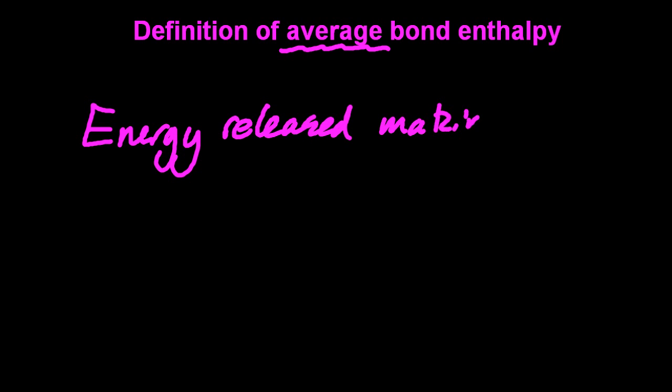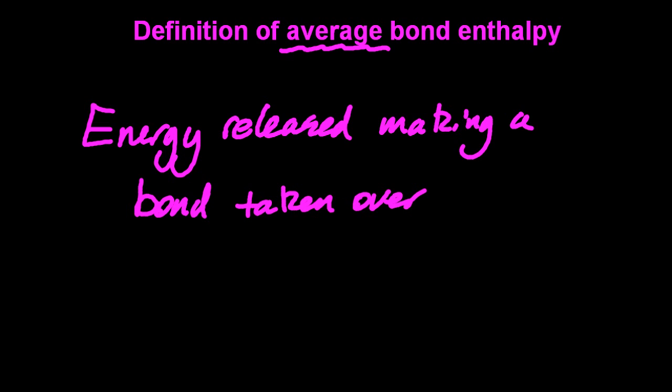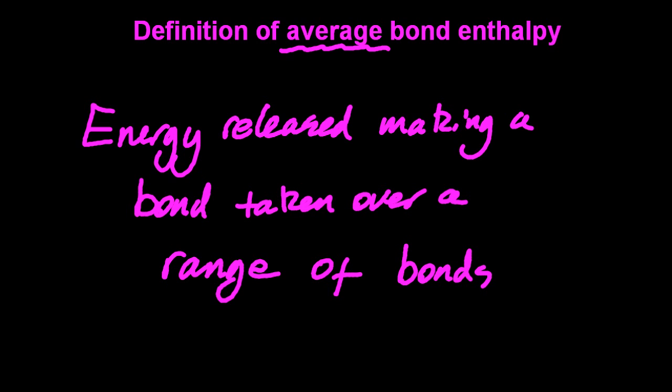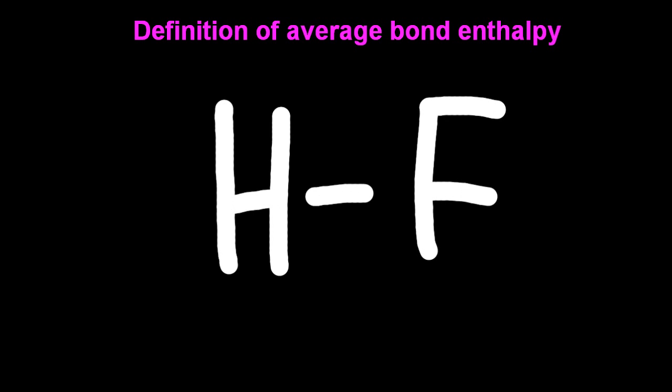Average bond enthalpy. How do you define it without using the word average? Mean? That's not what they want. It's the energy released by making a bond, taken over a range of values or a range of bonds. You have to say a range of bonds, a range of appropriate bonds, probably. Here's the dumb thing they asked. A few years ago, the IB asked about average bond enthalpy for this molecule here, HF. Well, there's no range. It's just one way that hydrogen can bond to fluorine.